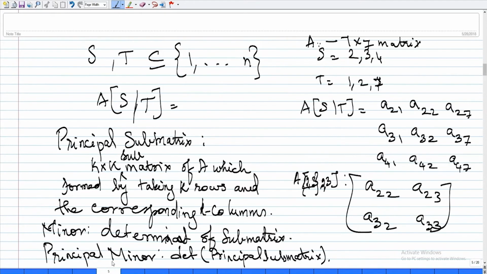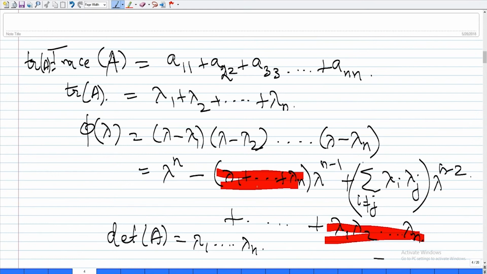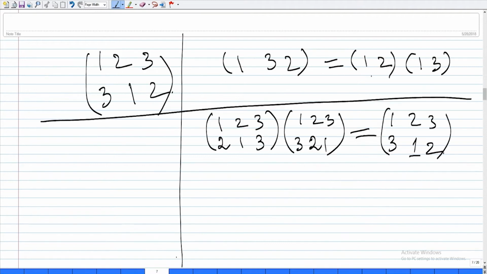So, as we go back you can just see that this entry, lambda 1 plus lambda 2 plus up to lambda n, can be thought of as the sum over every element of the 1 by 1 principal minors. And similarly the coefficient of lambda power n minus 2 will be nothing but the sum of all 2 by 2 principal minors. And so on, until at the last one you would have the determinant of the whole matrix itself. So, is it clear now whatever we are doing?